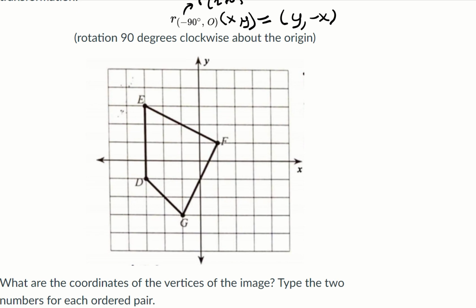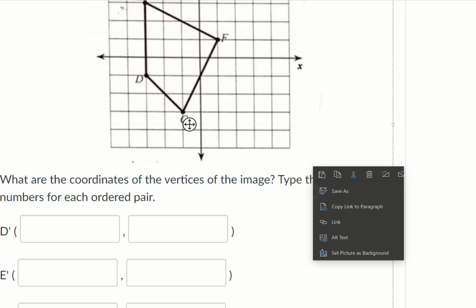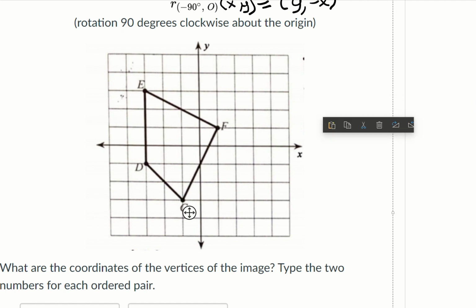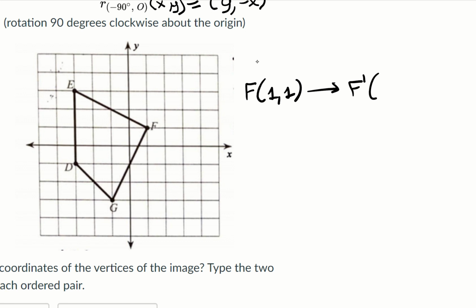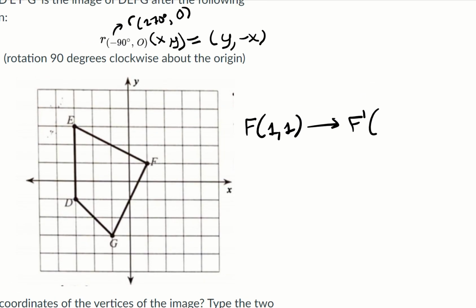So now we're going to do that for each of these points. The coordinates of F, and I'll write it off to the side here, are positive 1, positive 1. And so when we transform that, x and y swap, and then the second number changes in sign. So we have 1, 1. When you switch them, it's the same thing. And then the second number changes sign. Okay, so that's F prime.